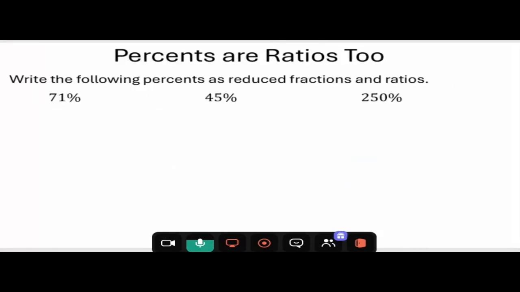Now we're going to pull percents in here because percents are also fractions, which means they are also ratios. So 71%, remember, per 100 means 71 over 100. So that is a ratio, 71 to 100. 45% means 45 per 100. Now that one looks like we can reduce, divide top and bottom by 5, and we get 9/20, which means 45% is the same as the ratio 9 to 20.